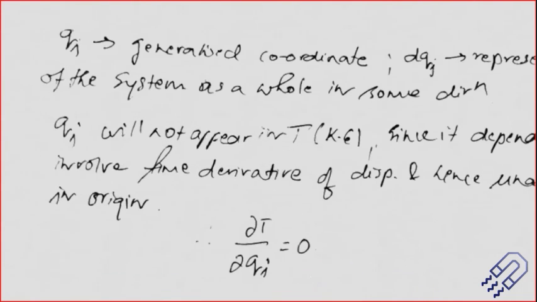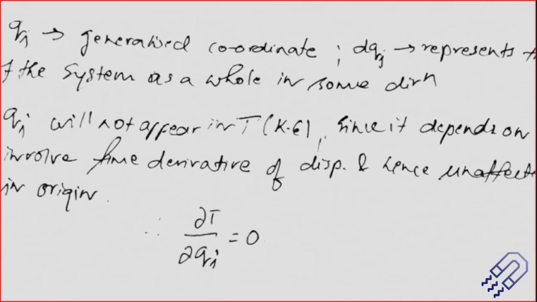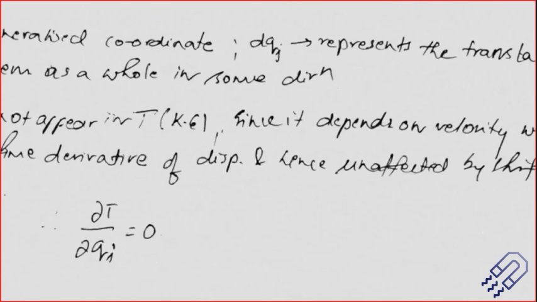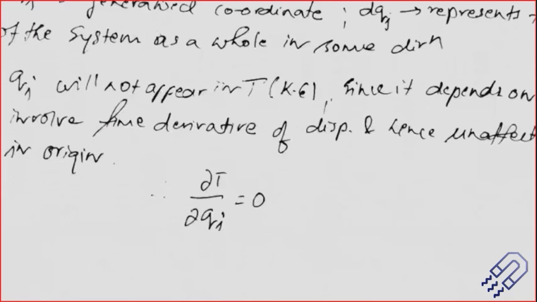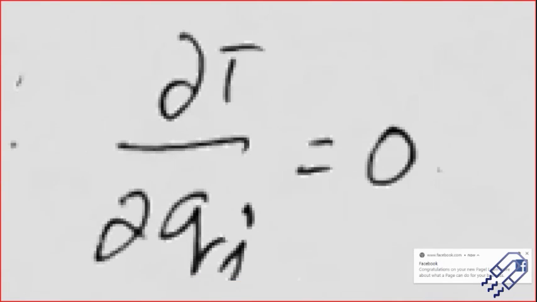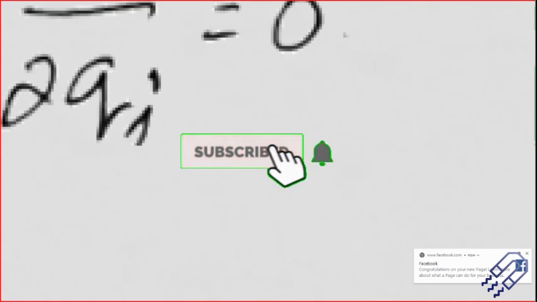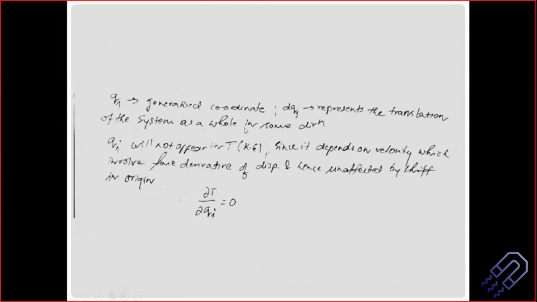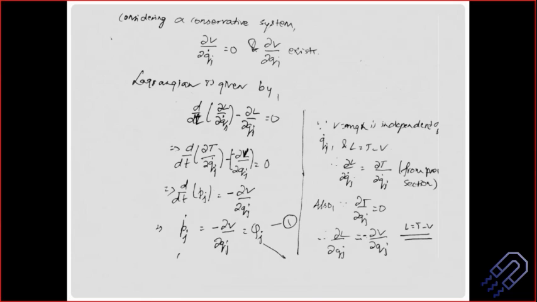This small Qj will not appear in the kinetic energy. We also saw this, because kinetic energy is half mv square, and Qj is nothing but a representation of the position, so it doesn't appear in kinetic energy, so we usually say that it's ignorable. Since this depends on the velocity, which involves time derivative, we usually say that del T del Qj dot is equal to 0. That's important.